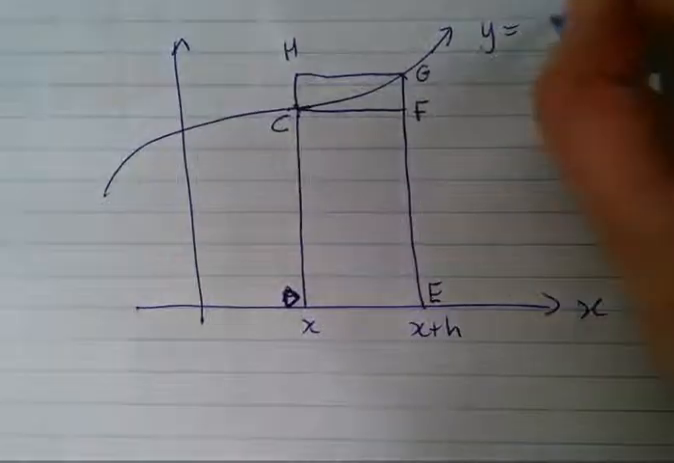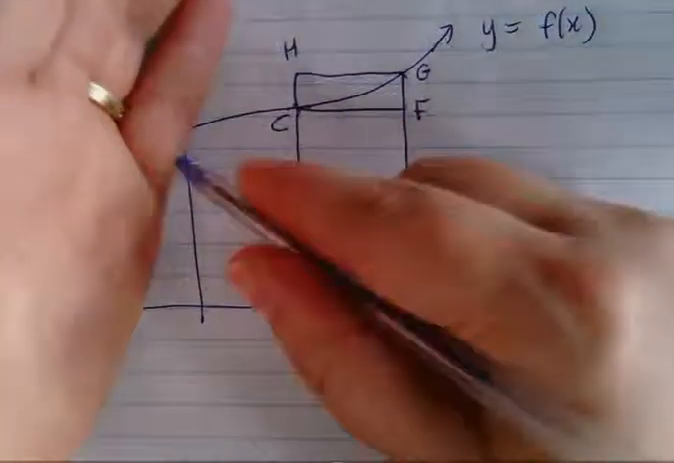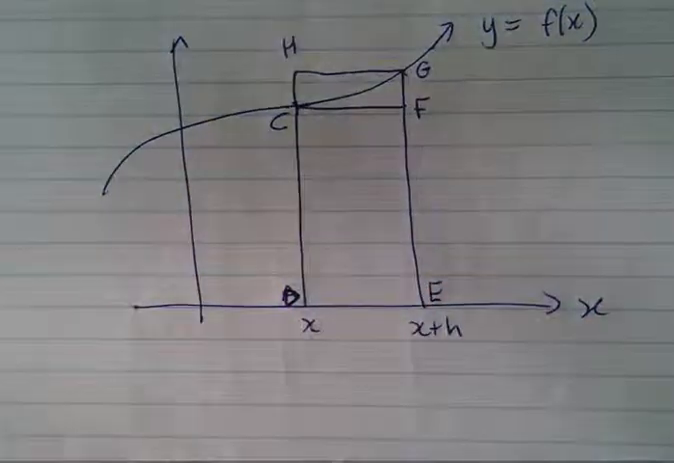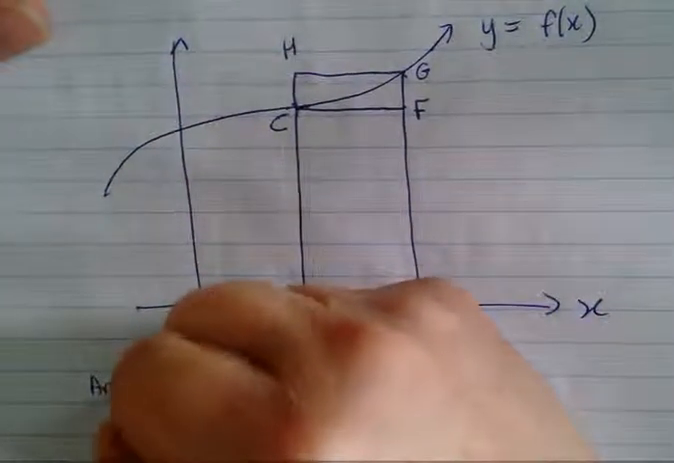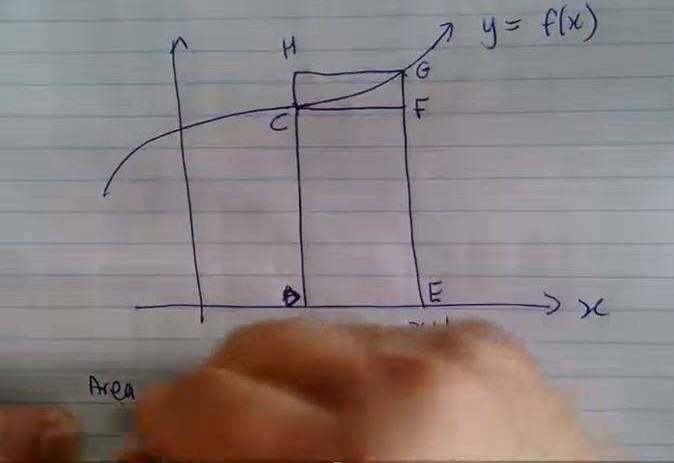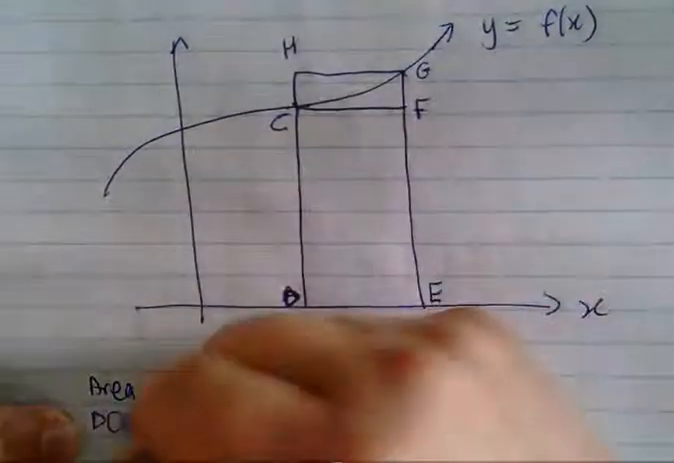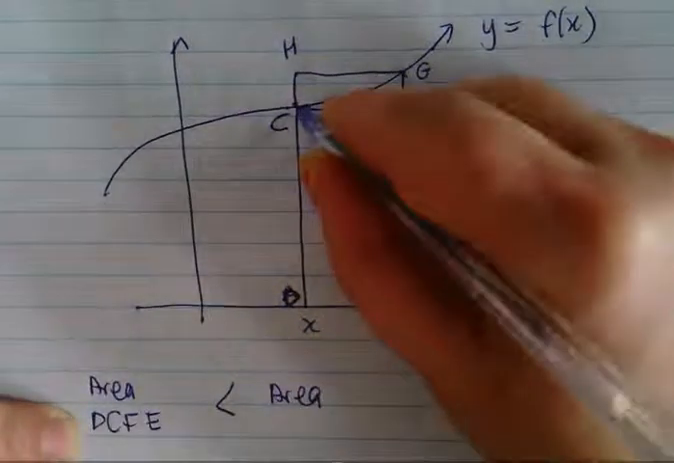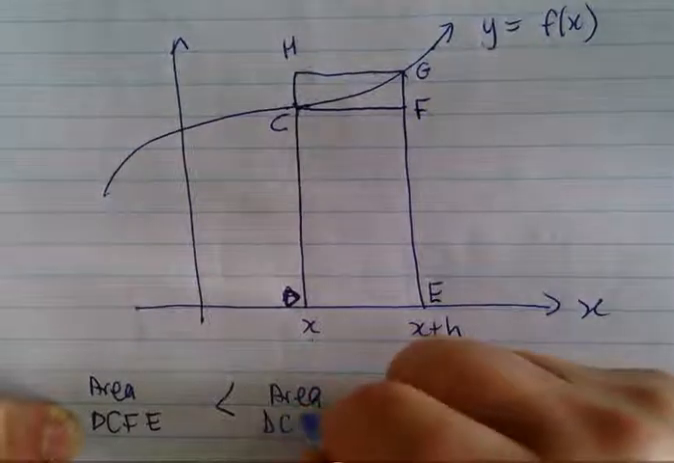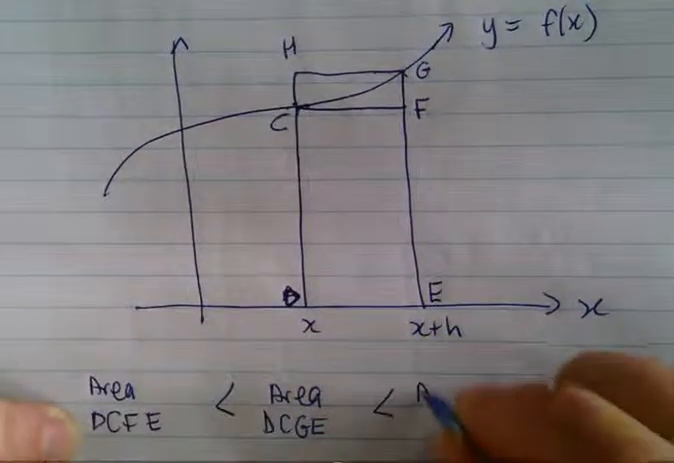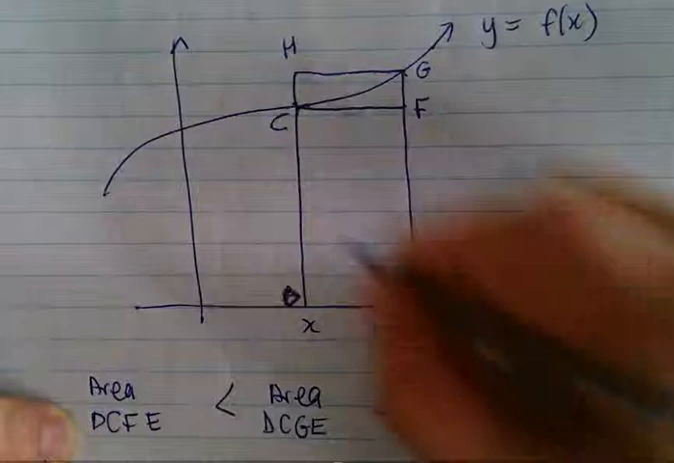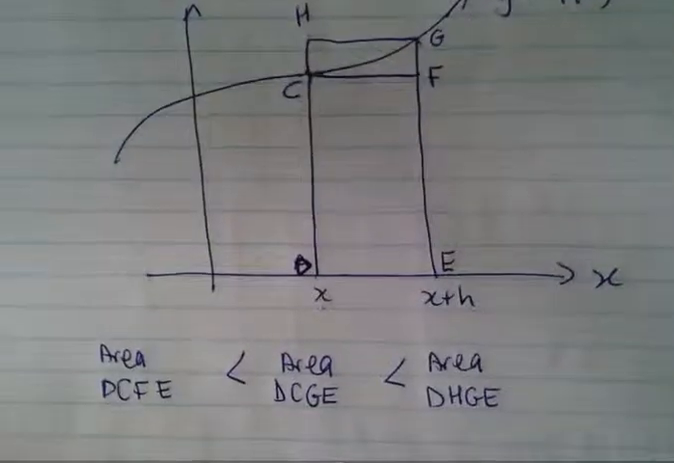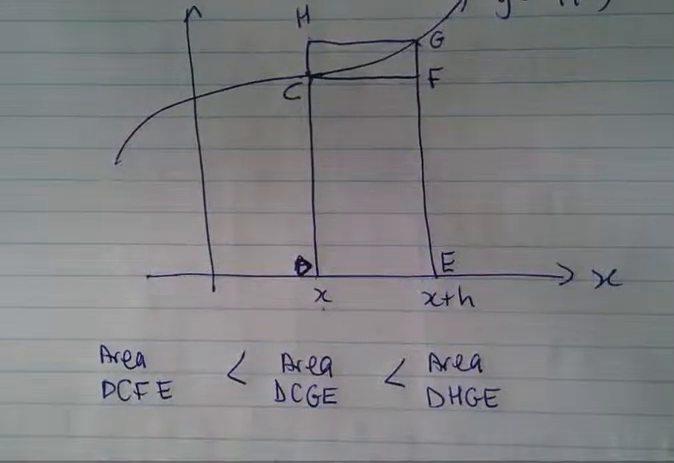Down here is just zoomed in on that second bit where you've got the x and the x plus h. You know how we've got that the area of DCFE is less than the area of DCGE, which is less than the area of the upper rectangle, which is DHGE. Okay, now we're going to come up with expressions for each of those areas.